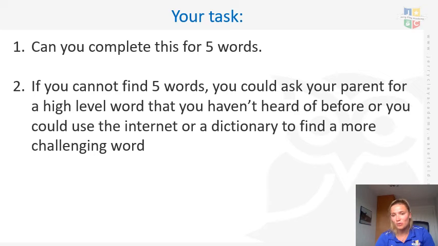If you can't find 5 words, you could ask your parents or your family, or you could look on the internet for another word which you've not heard before. You could look in the dictionary or on the internet to find some high-level vocabulary and see if you can do the same with that.